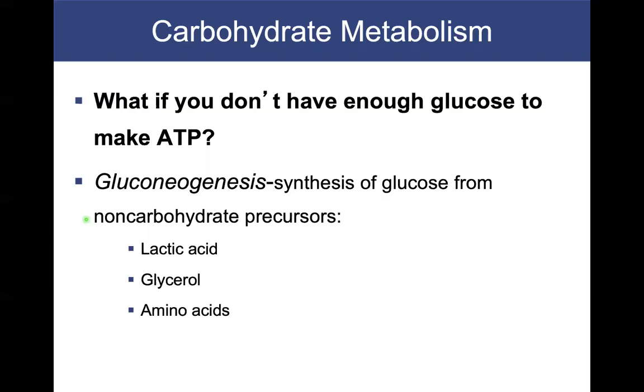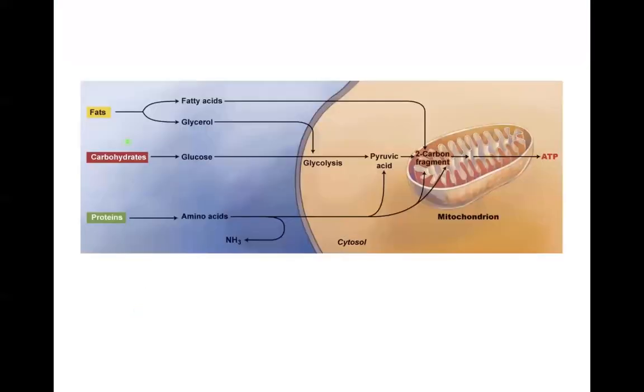So what happens when we run out of carbs? What is our second fuel source? Good, it's going to be lipids. And when we run out of lipids, what is our third fuel source? It's going to be proteins. Okay, so you see glycerol and fatty acids and then amino acids. So let's take a look.